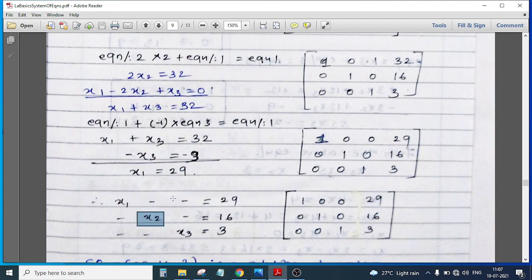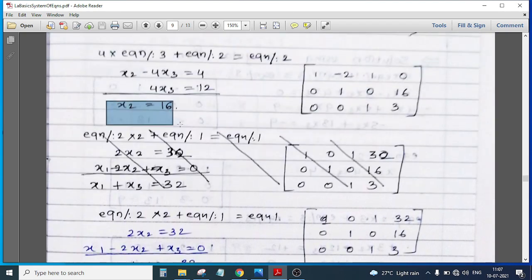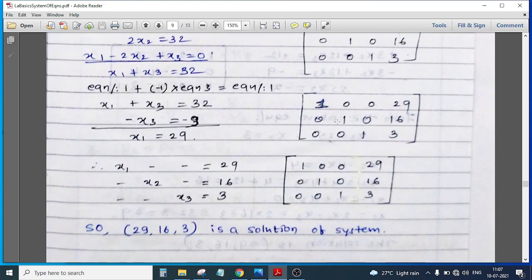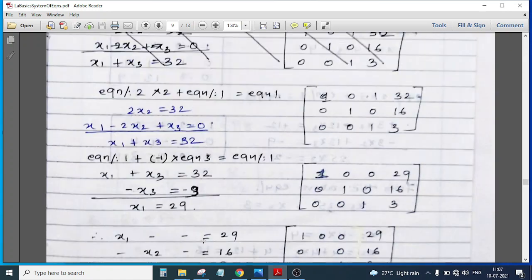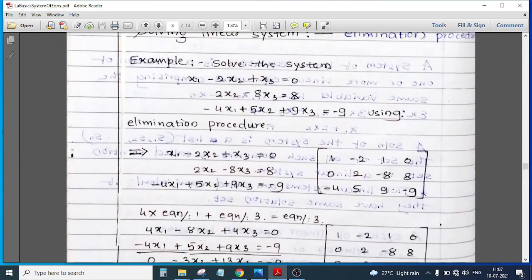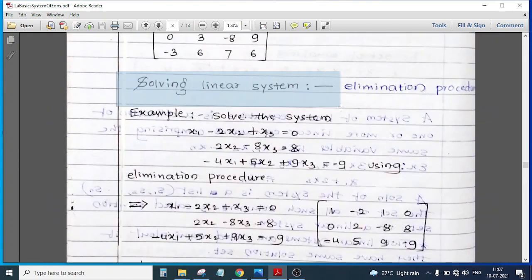Here x2 we have already found out. x2 is equal to 16, or you can observe it from the equation set itself. And x3 is equal to 3. So our solution set is 29, 16 and 3. That is nothing but the values of your x1, x2 and x3. So this is how you will be finding your solution set using the elimination method. With the help of the elimination method, you can find your solution. So this is one method.